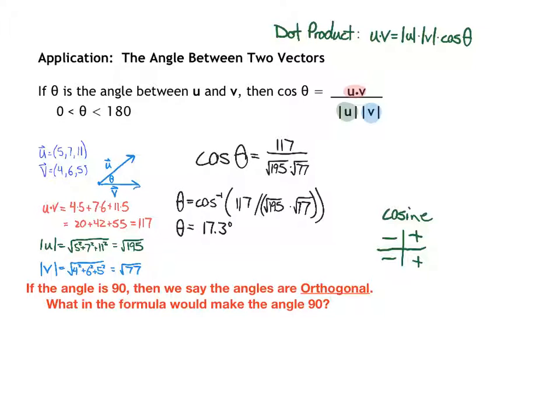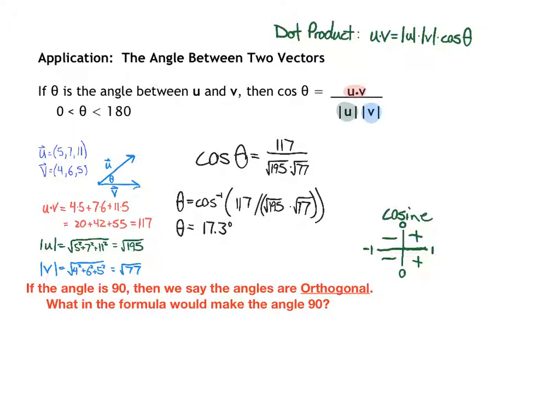Now, another thing along with that is at 0 degrees, cosine equals 1. At 90 degrees, cosine is 0. At 180 degrees, cosine is negative 1. And then at 270 degrees, cosine is back to 0, because cosine is the x-coordinate on the unit circle.